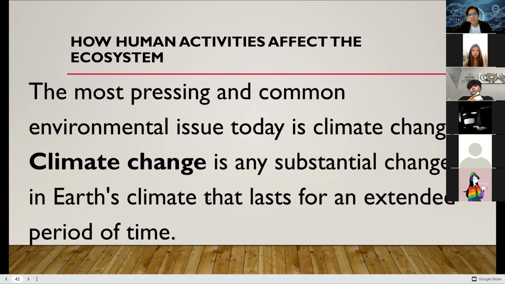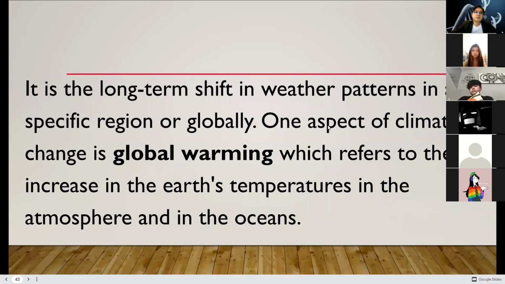We are experiencing climate change. Why are we experiencing this? Supposed to be this is naturally occurring. It is a long-term shift in weather patterns in a specific region or globally. One aspect of climate change is global warming, which refers to the increase in Earth's temperature in the atmosphere and in the oceans.